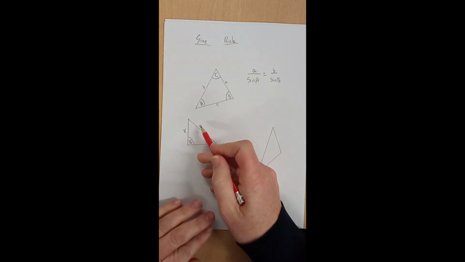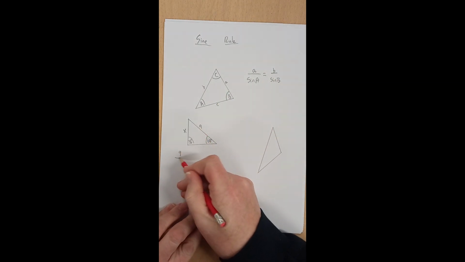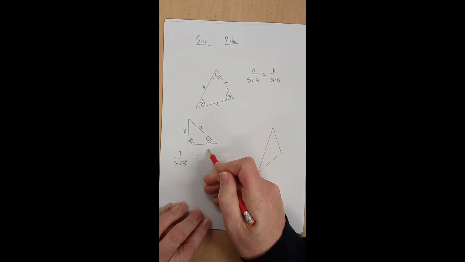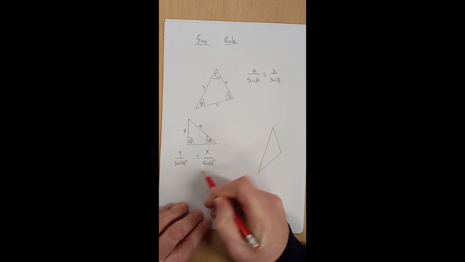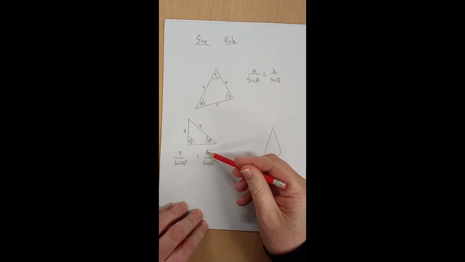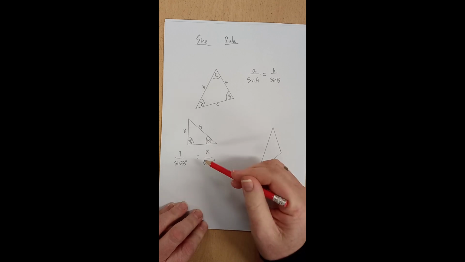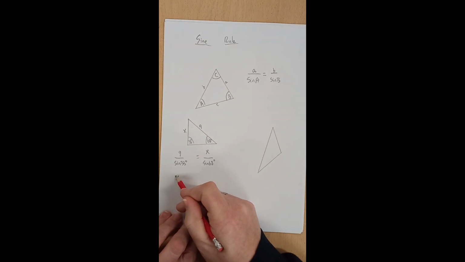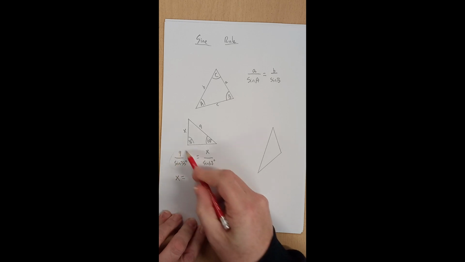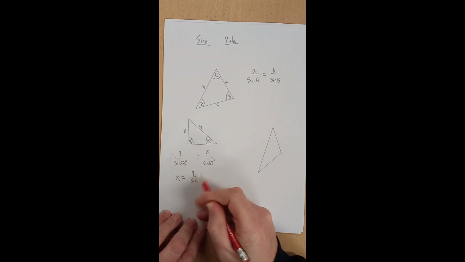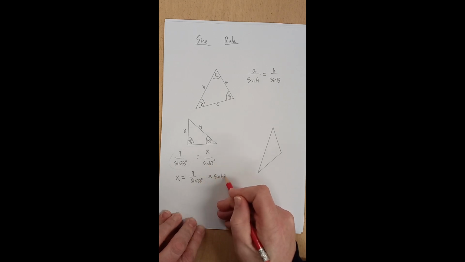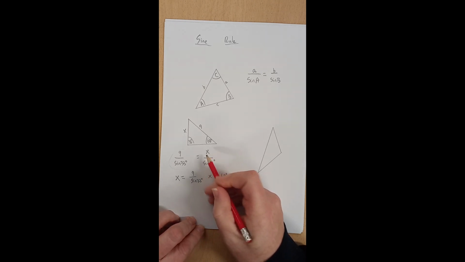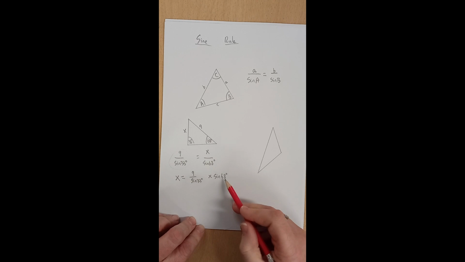So let's set it up the way it says: side divided by the sine of the angle opposite is equal to side divided by the sine of the angle opposite it. Now, when you get to this point, if it's the side that's missing, all you have to do is say that the side is equal to this multiplied by this. Every time. So long as the side is the bit that's missing, you just multiply the other fraction by the angle.